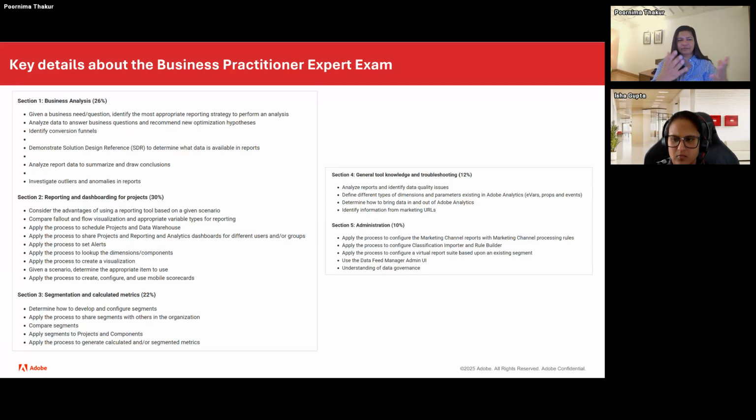That will give you questions like advantages of using a reporting tool based on a given scenario. So you'll be given a question, you'll be asked which of these is the best to use. Should I use data warehouse, data feeds, workspace, etc.? Then comparing a fallout or a flow visualization and appropriate variable types for reporting, applying the process of scheduling reports, data warehouse, alerts, visualization, dimensions. So any of the aspects that you use in your day to day reporting and dashboarding comes under this huge chunk, the 30% section.